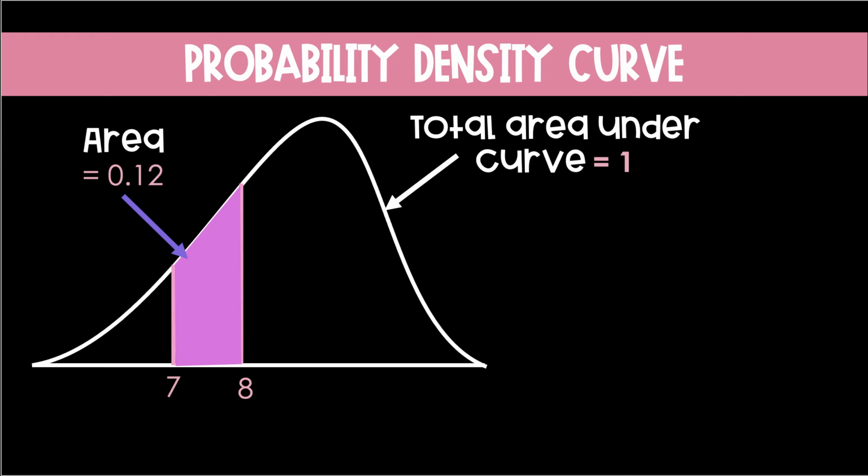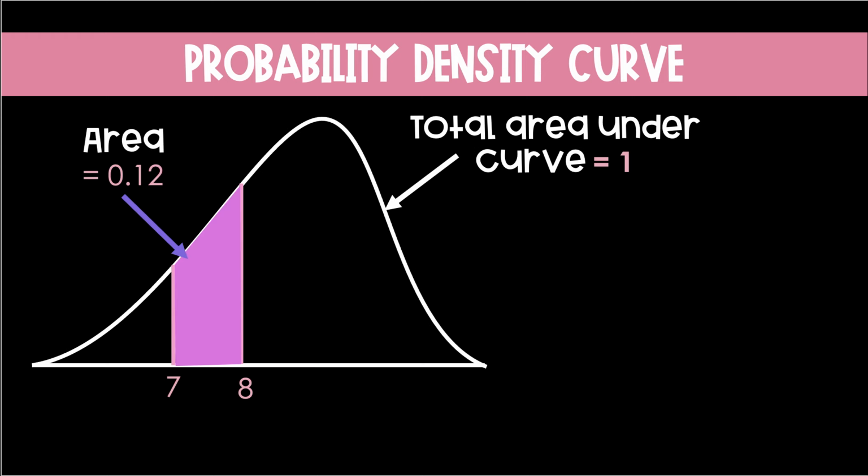My only information provided is that the area between 7 and 8 is 0.12. If I know that the entire area under the curve is 1, what I can do is subtract from 1 the area between 7 and 8. 1 minus 0.12 is 0.88. So 88% of the population falls not between 7 and 8, or outside 7 and 8. You can also write it as 88%.